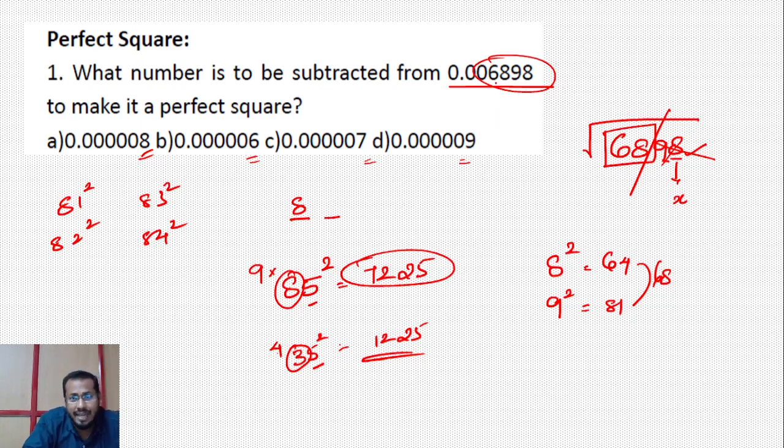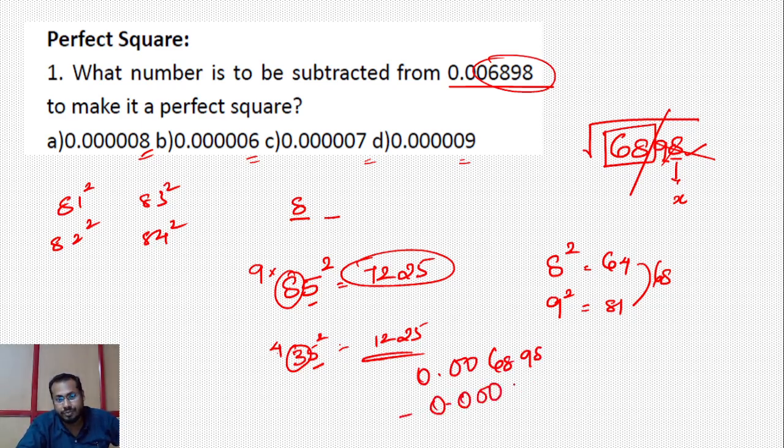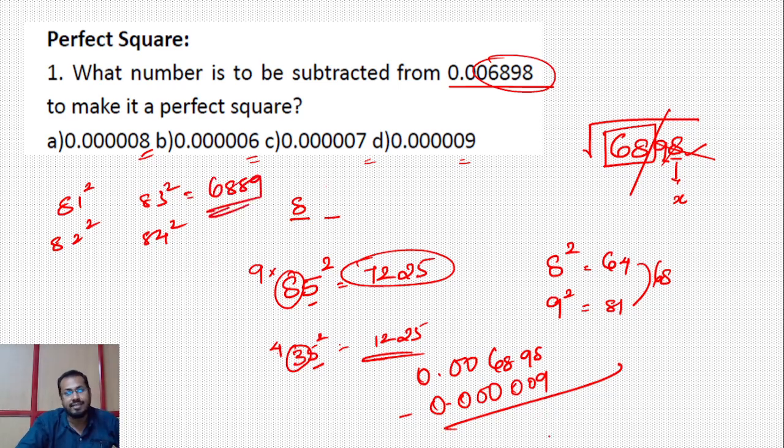If I subtract from 6898, let's take 0.006898 minus 0.00009, I will get the exact value of 83 square. So what is 83 square? 6889. This 6889 is the perfect square value. So from the option as well as our approximation thinking, you can get the answer.